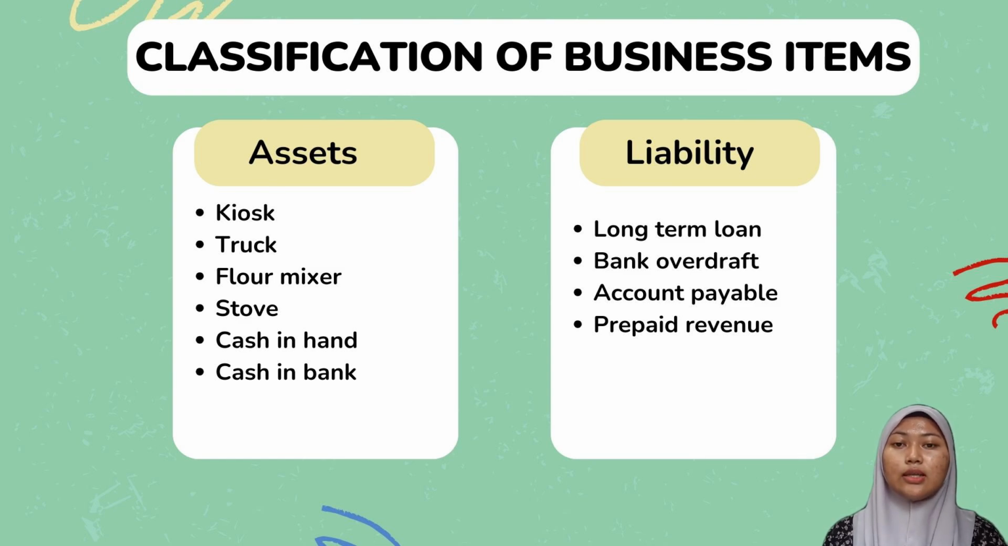Next one is non-current liabilities. Non-current liabilities are amounts owed by the business owner that are due in more than a year. For example, the owner takes a long-term loan from the bank.